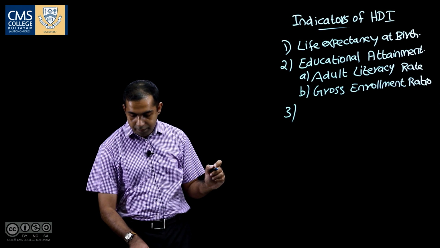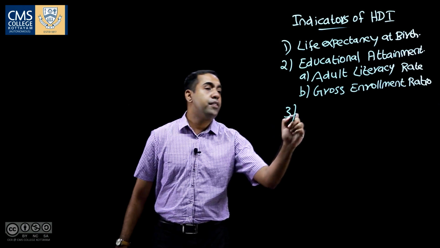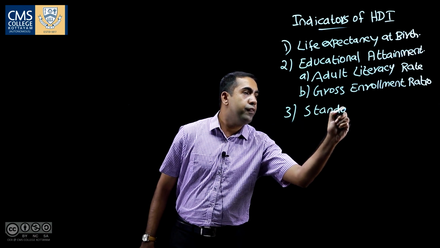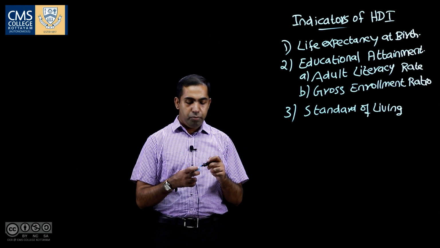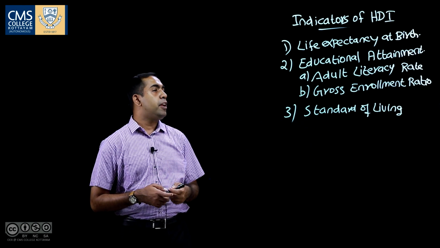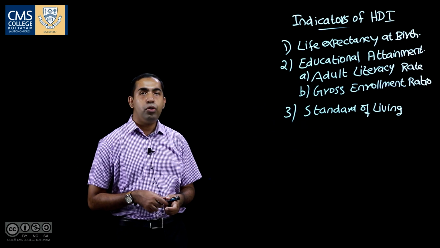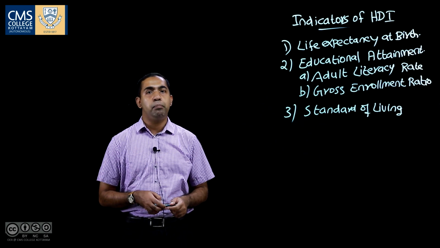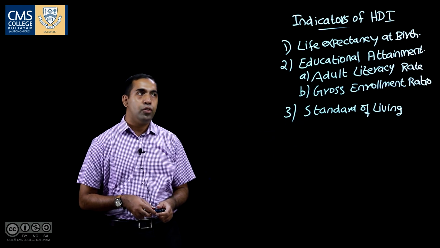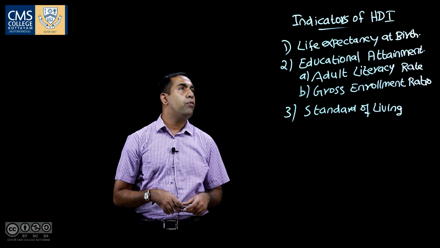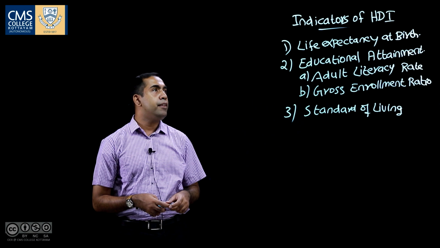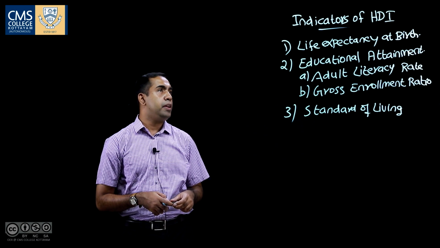Third one is standard of living. So it measures the real per capita income of people in a country on the basis of purchasing power parity terms. So till now we have gone through the indicators of human development index.